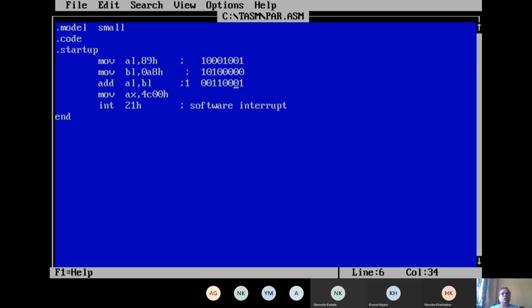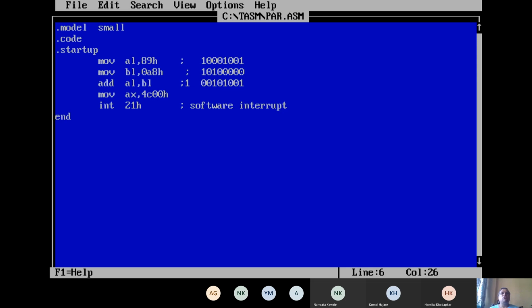1 plus 0 is 1, 0 plus 0 is 0, 0 plus 0 is 0, 1 plus 0 is 1. It will not forward a carry. That means the auxiliary carry flag will not be set. 0 plus 0 is 0, 0 plus 1 is 1, 0 plus 0 is 0, 1 plus 1 is 10. So 0 will be here, 1 will be forwarded as a carry. That means the lower nibble has not generated any carry, but the upper nibble has forwarded a carry.